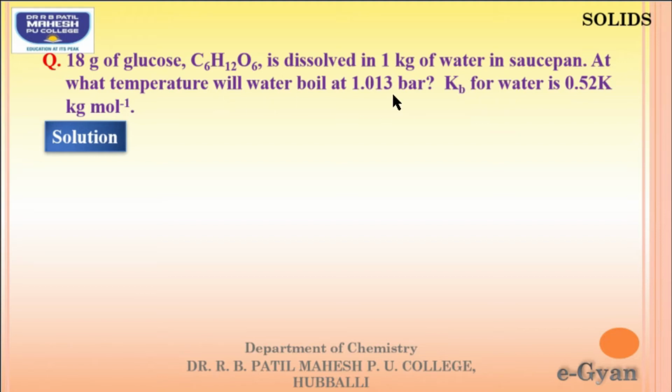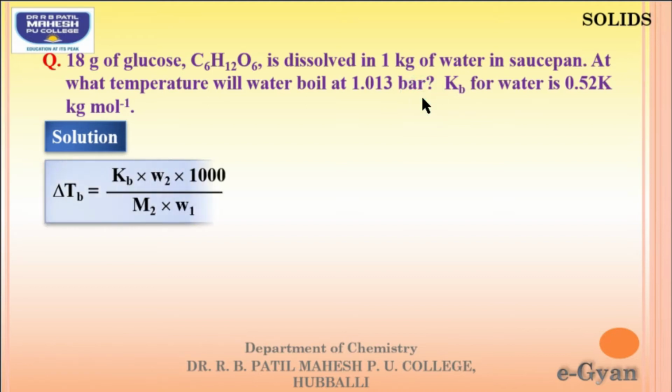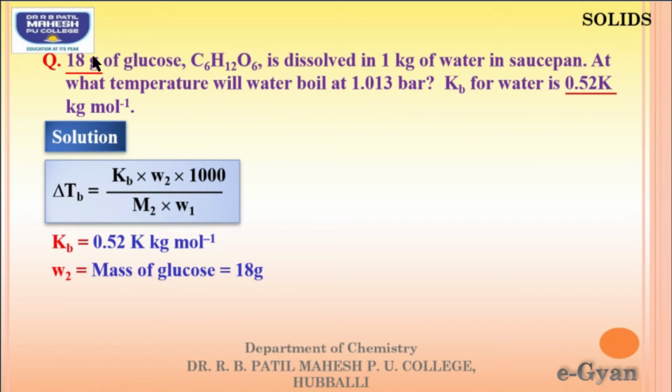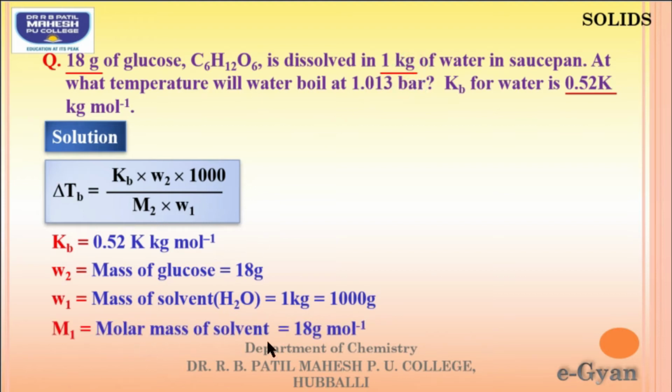We know that the normal boiling point of water is 100. Here I have to calculate the boiling point of the solution, so I must know the difference in boiling point, that is delta Tb. The formula is delta Tb equal to Kb into W2 into 1000 divided by M2 into W1. The Kb value is 0.52. W2, the mass of the glucose, is 18 grams. W1, the mass of the solvent, is 1 kg. I have to calculate the molecular mass of the glucose, which is 180 grams per mole.